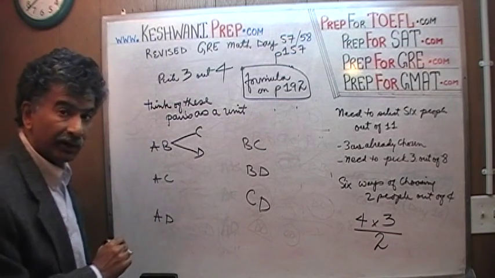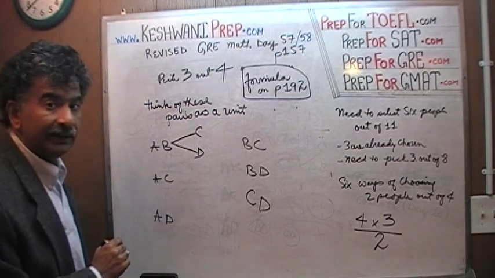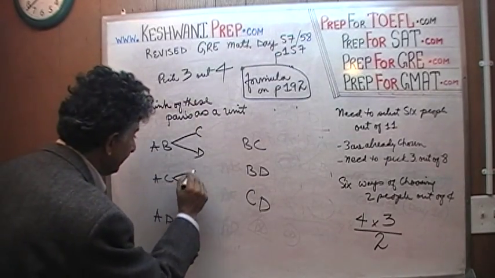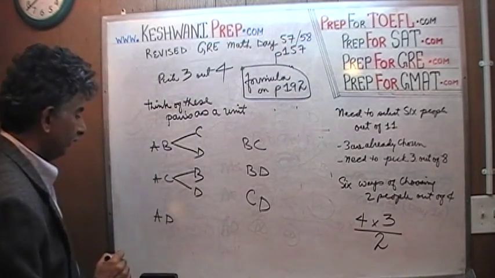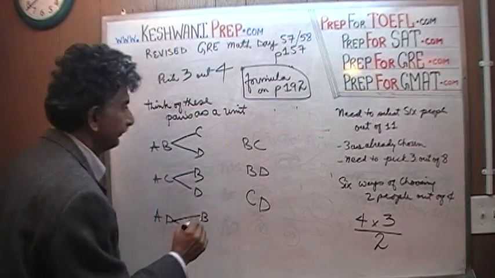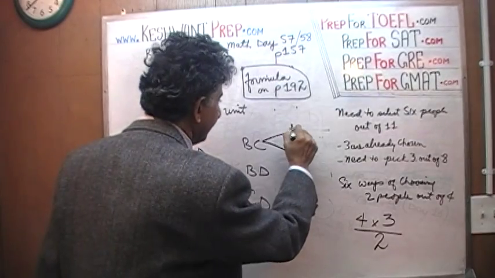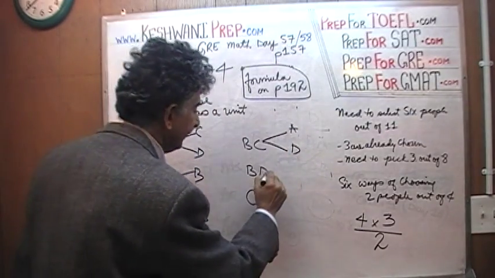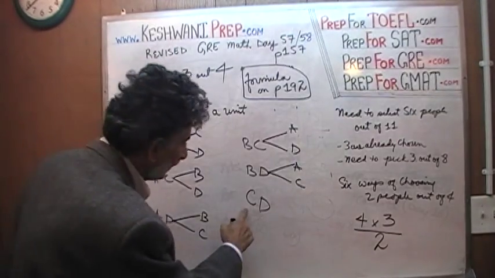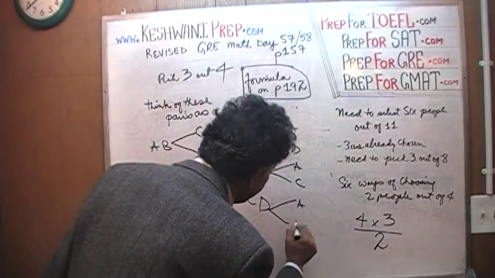If A and C are working on the project and they need a third person, and there are only 4 people, I can assign either a B or a D. If A and D are working, I can assign B or C. If B and C are working, I can assign A or D. If B and D are working, I can assign A or C. And if C and D are working, I can assign A or B.